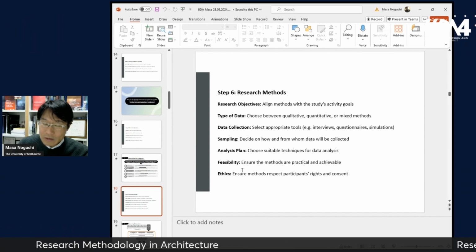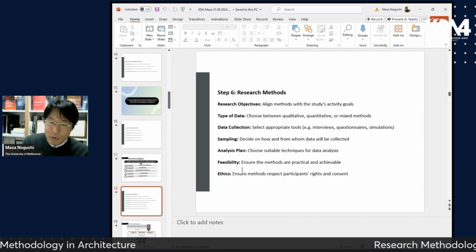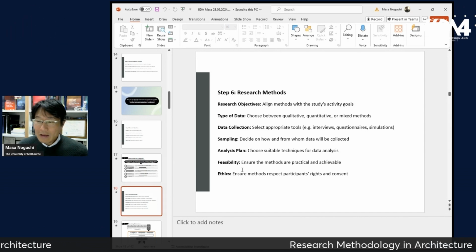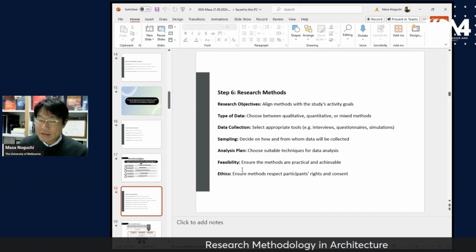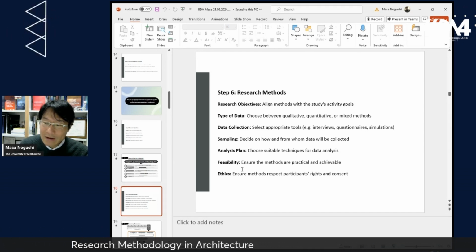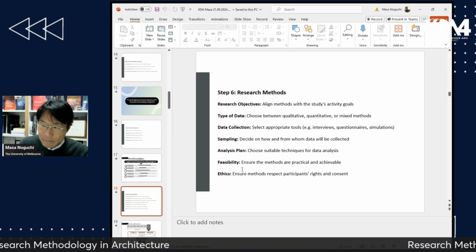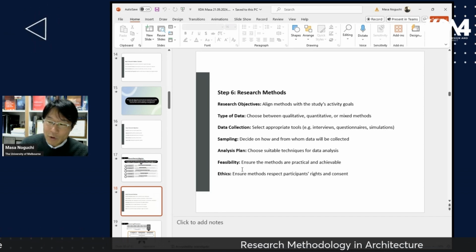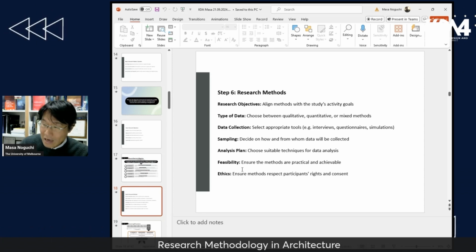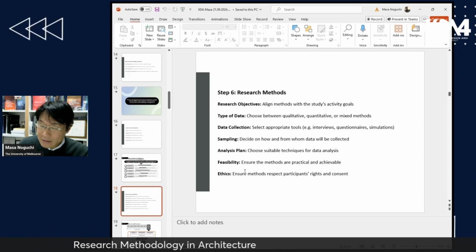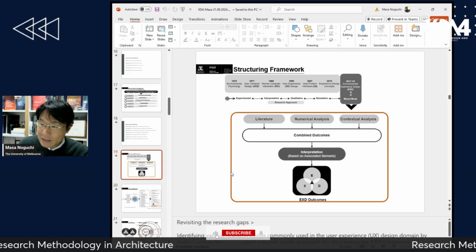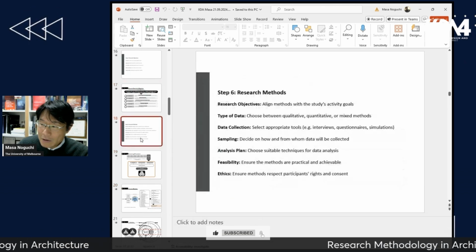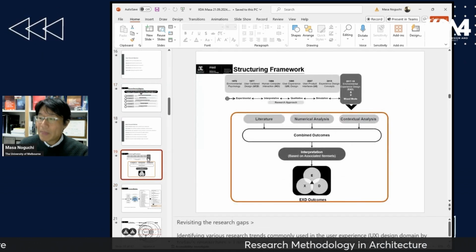Ethics. When you get samples and data from human experiences and perceptions, you need to get ethics approved. Ethics approval must be done before carrying out the actual research actions. This is a very important thing. So let me exemplify how Sajal did it.